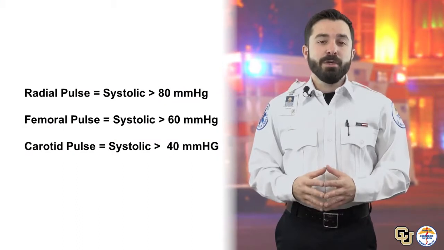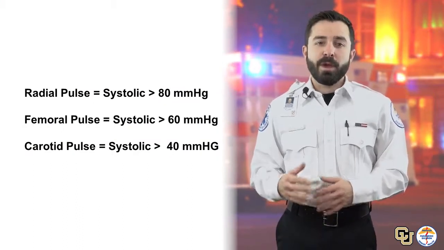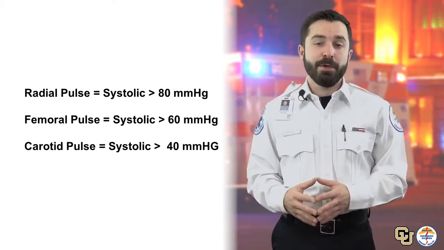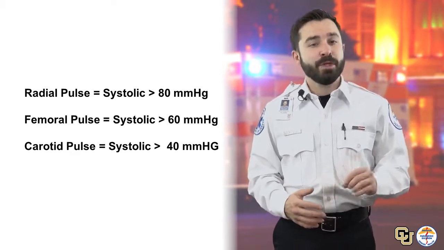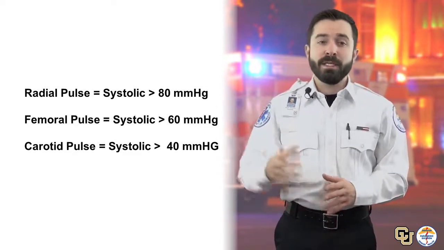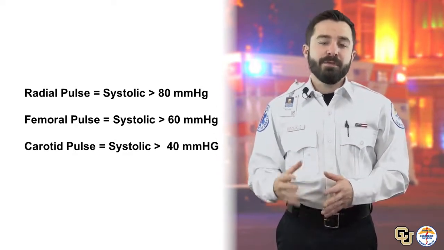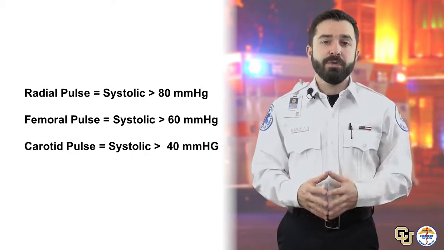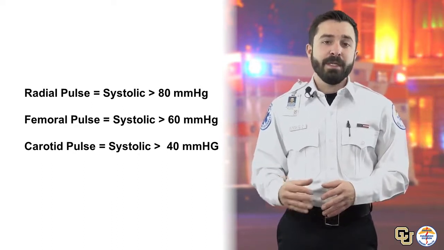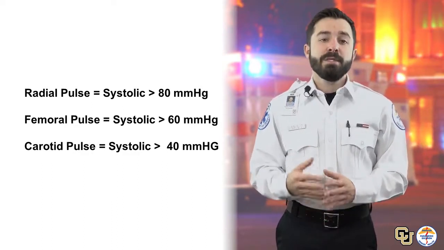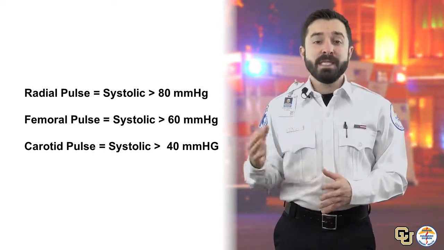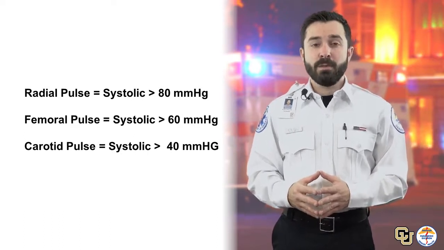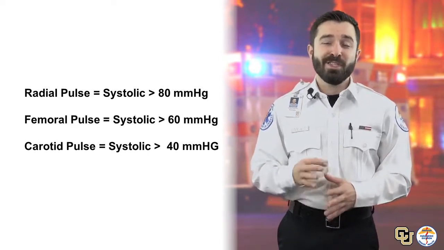Pulse sites may also be used to estimate a patient's blood pressure. If a radial pulse is present, you can estimate a patient's systolic blood pressure to be greater than 80 millimeters of mercury, because it takes that much pressure for blood to flow and make it all the way to the radial artery. Absence of a radial pulse in a patient indicates hypotension and may be due to an acute illness or injury. If the radial pulse is absent, but the femoral pulse is present, the systolic blood pressure can be estimated to be above 60 millimeters of mercury. And lastly, if just the carotid pulse site is present, the systolic pressures may only be just above 40 millimeters of mercury.